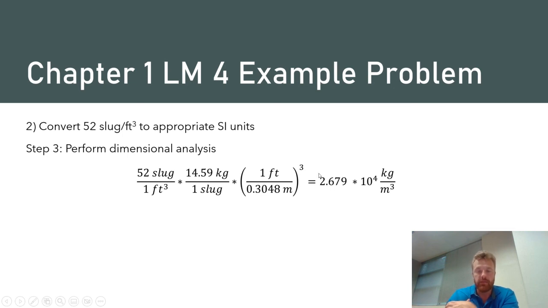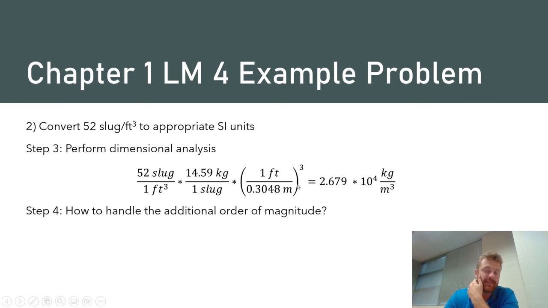So if you carry through the math there, what you'll see is it's 2.679 times 10 to the fourth kilograms per cubic meter. Now, why isn't that a good thing to write? Well, first of all, as engineers, we don't like 10 to the fourth, right? We want to use the 10 to the third to have a multiple of 10 in the power.